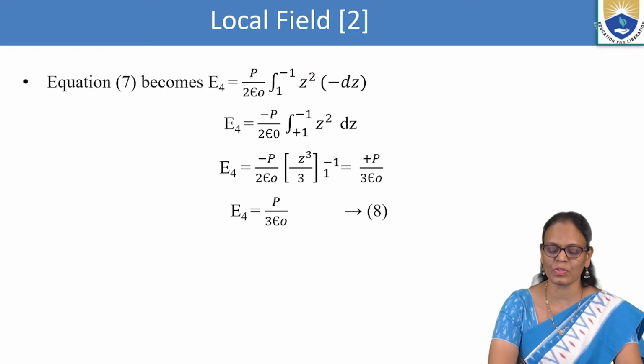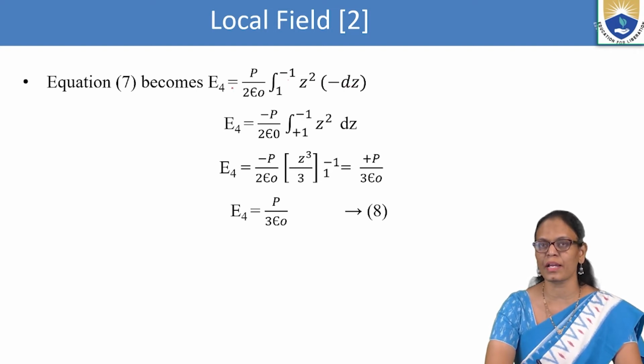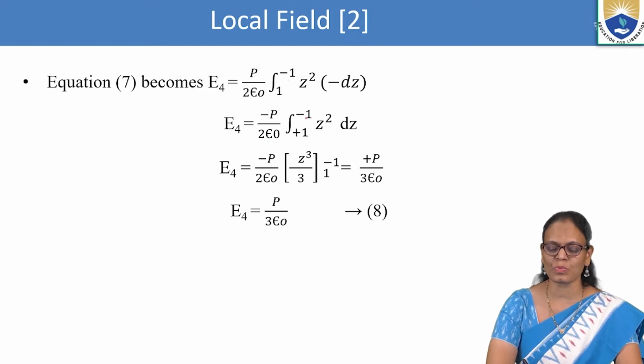Cos square we have, so that we are writing as z square, and for minus sin theta d theta we are writing minus dz. So I can take this minus outside: minus P by 2 epsilon naught integral plus 1 to 1 z square dz. So we have to simplify this. What will be the integral?